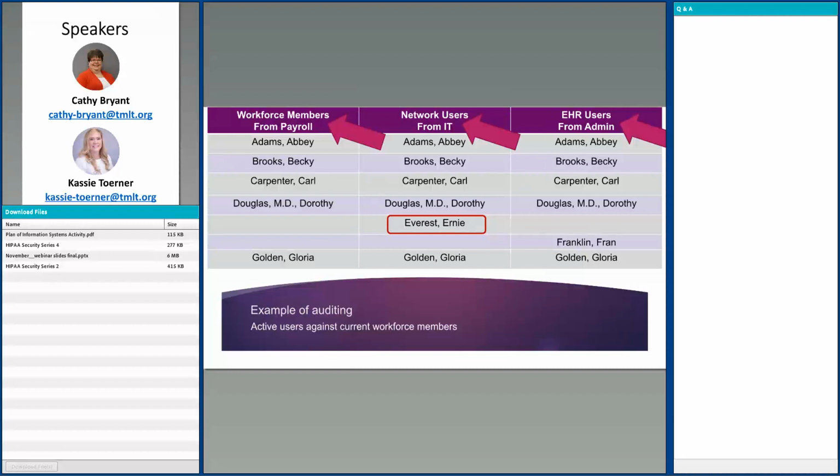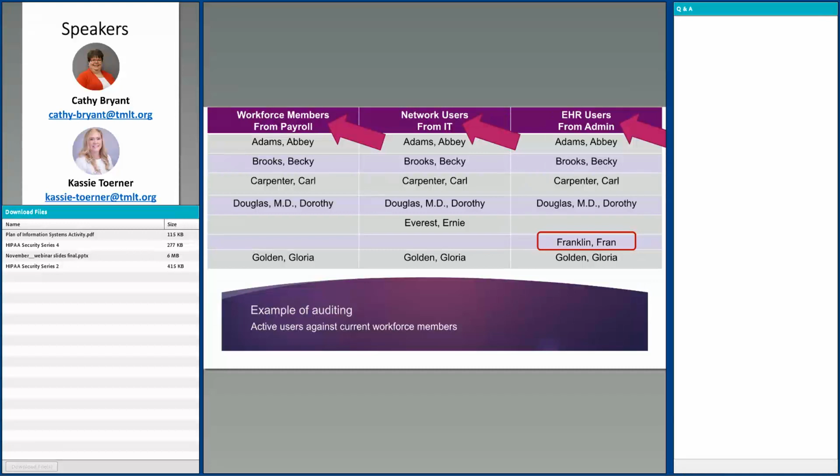And about three-fourths of the way down on the chart, you'll see that Ernie Everest only appears in the network user list, and he's not on the payroll or in the EHR. This may be perfectly normal. This may be that Ernie only works for your managed service provider, and he only needs access into your network to look at your server if there's a problem. So this would not necessarily be a problem. You just have to look at those exceptions.